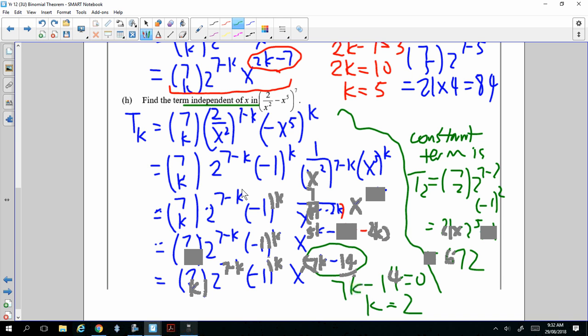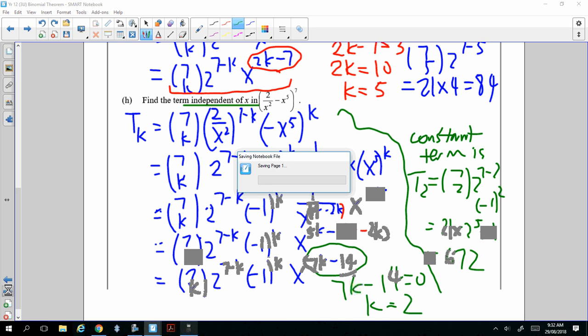Okay, next page. Let's do that. If you're ready. Okay, good. Thank you. Alright, let's move on. Next page. Find the x power 4 in this expansion.